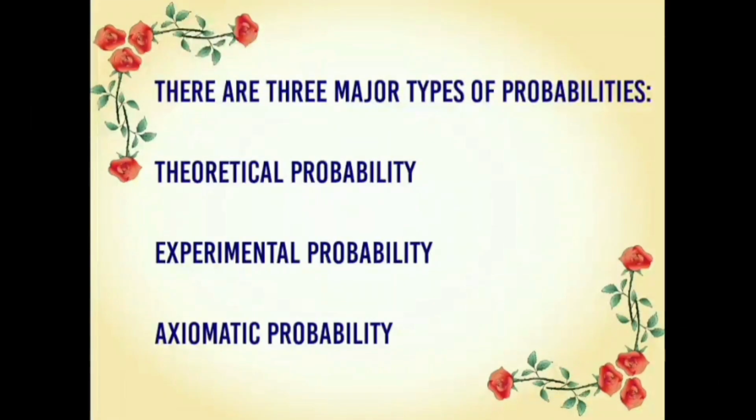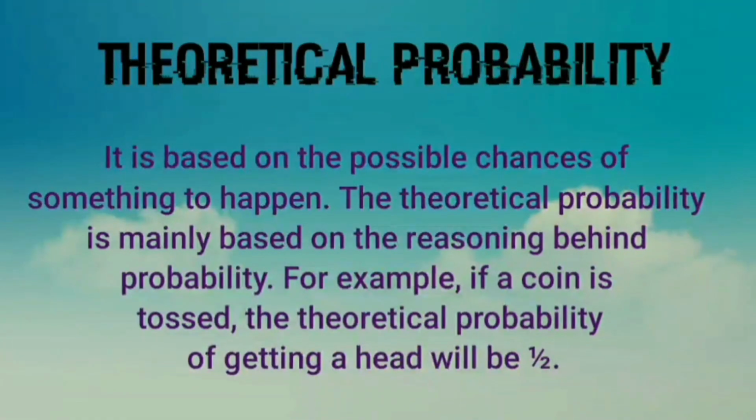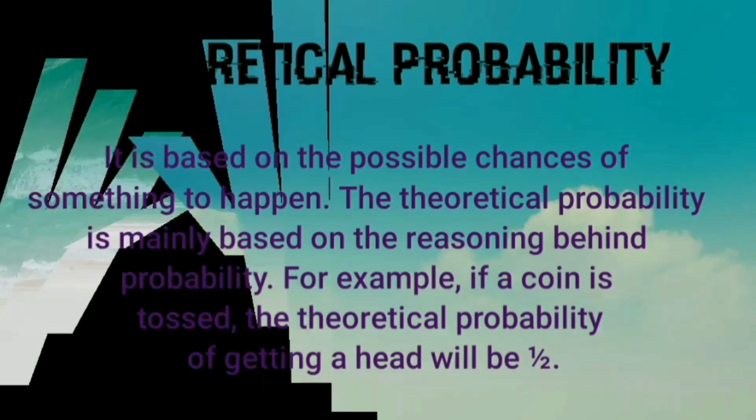There are three major types of probabilities: theoretical probability, experimental probability, axiomatic probability. Theoretical probability. It is based on the possible chances of something to happen. The theoretical probability is mainly based on the reasoning behind probability. For example, if a coin is tossed, the theoretical probability of getting a head will be 1/2.